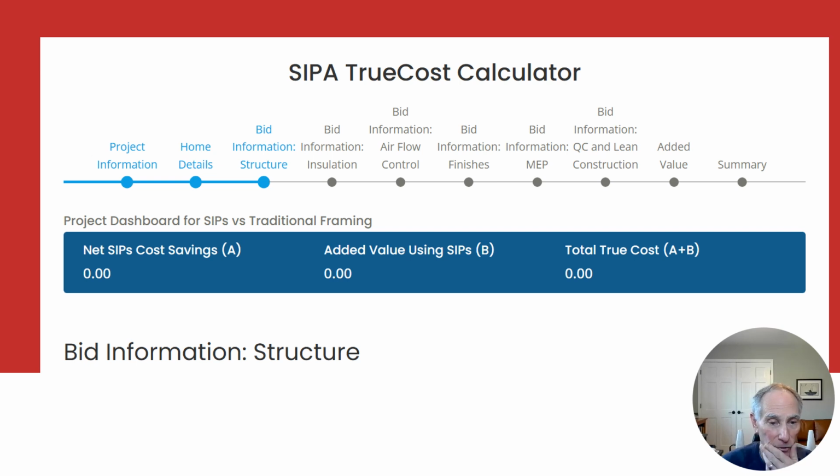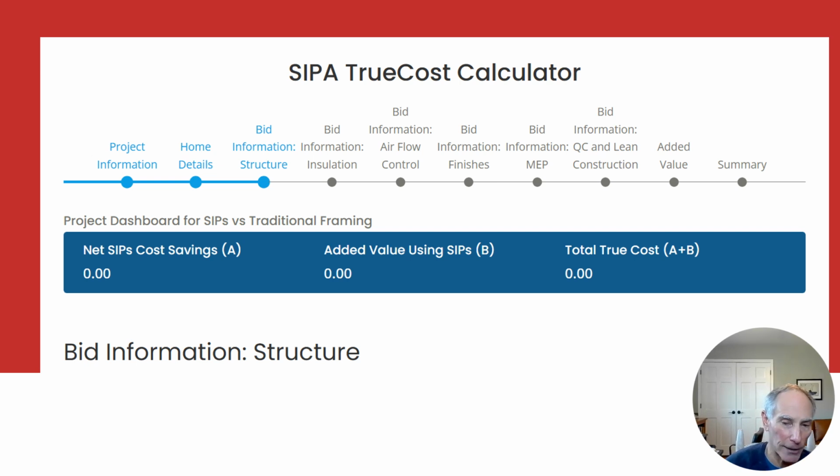The other thing about this is that you have this dashboard at the top of every page. And immediately as you start putting in inputs, this dashboard will start calculating two key values and then add them up into a third. So the first key value is the cost savings. As soon as you put in costs for SIPs and conventional framing for structure, mechanical, all these costs keep getting added. And the net cost savings will be negative if SIPs has a higher cost and positive if you're actually saving, you have positive savings.